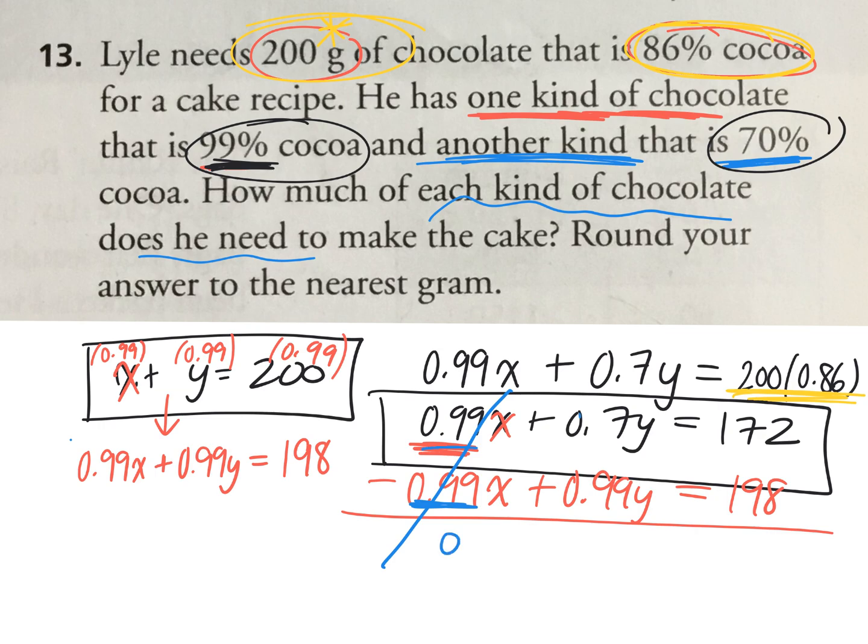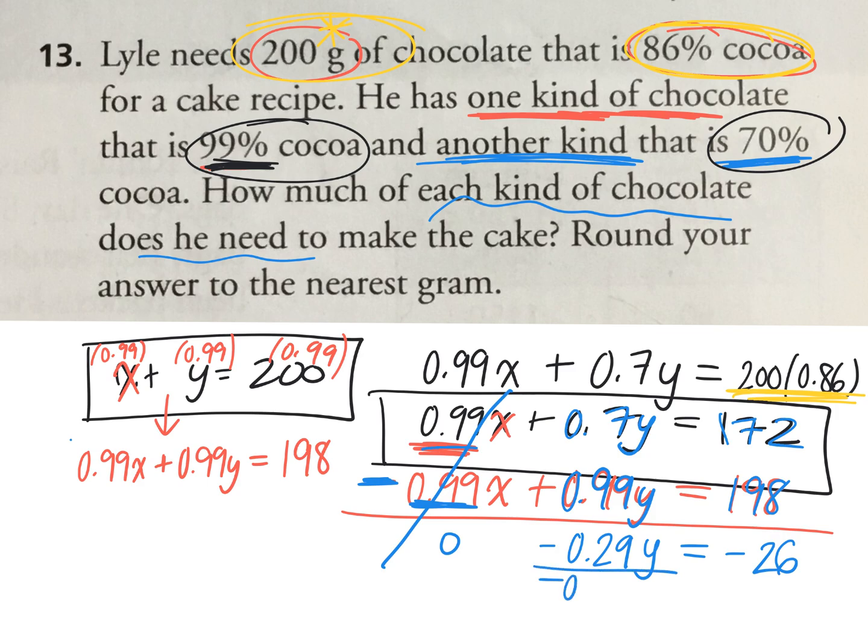Now I'm going to do 0.7y take away 0.99y. What's 0.7 take away 0.99? Negative 0.29y. What's 172 take away 198? Negative 26. Now solve for y.